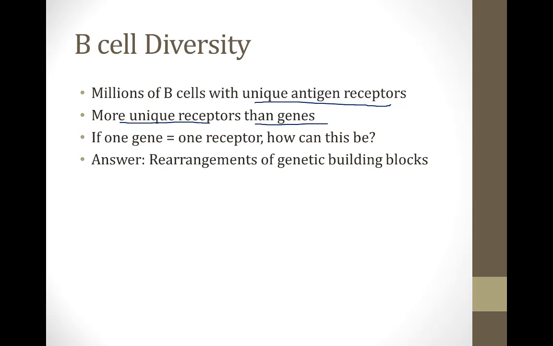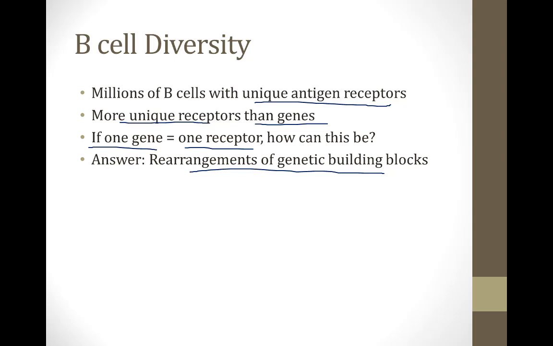At the time, the thinking went that one gene coded for one receptor. So how is this possible? How can we have more B cell receptors than we have genes? Well, this problem was solved several decades ago by realizing that our body rearranges genetic building blocks to make the diversity of B cells. And this is very similar to the way that we use 20 amino acids to create millions of proteins. We assemble them in different mix and match ways to get lots and lots of proteins. The same is true for B cell receptors. We take a small number of genes and we arrange them in lots of different ways to get millions of different B cells.